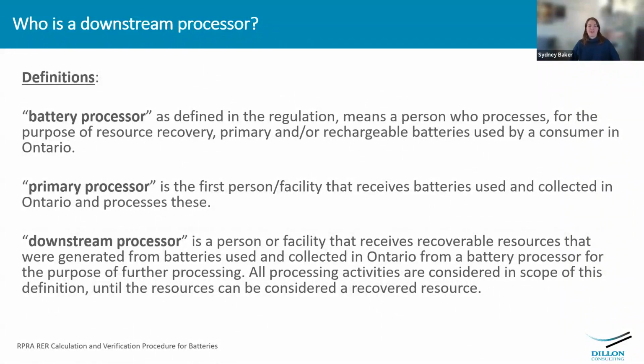And just again here, I'll quickly put up these definitions. So who do these procedures apply to? The primary processor is that first facility, and then the downstream processor is everybody after, so all processing activities are considered in scope until the resource can be considered a recovered resource.